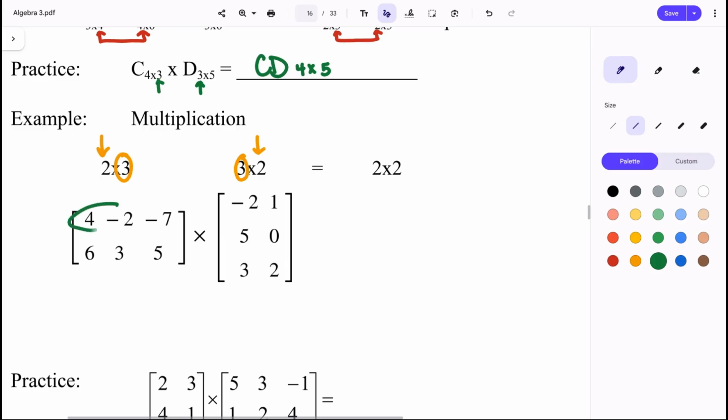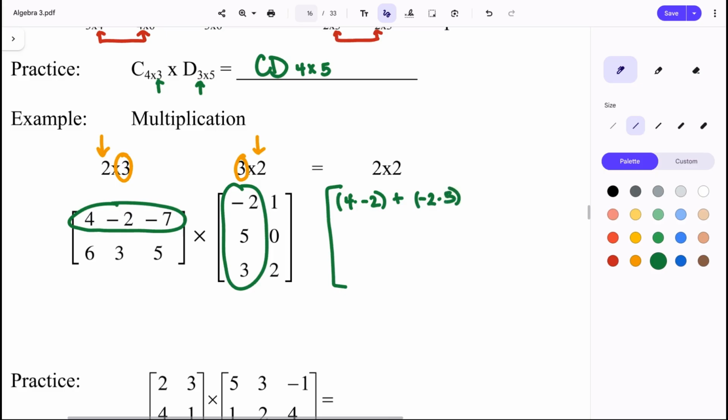We're going to take this first row times my first column. Okay, so it's going to look like this. 4 times negative 2, plus negative 2 times 5, plus negative 7 times 3. You guys follow the order I'm putting those in there? Mm-hmm.